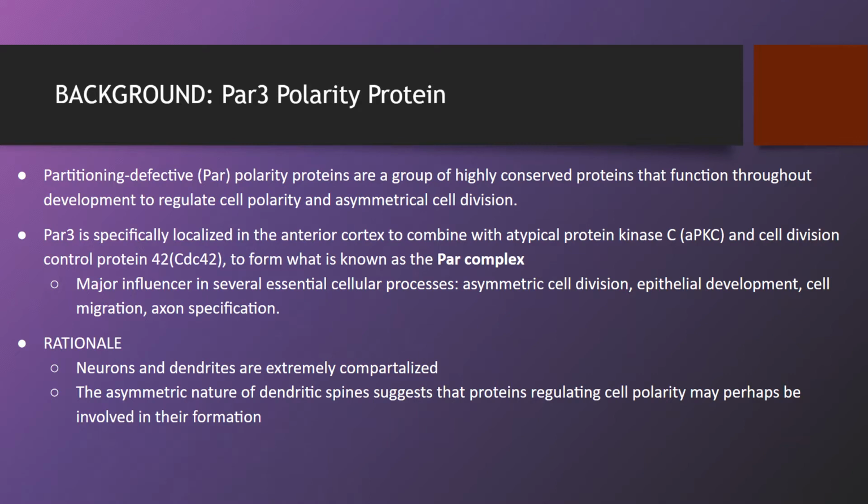Neurons are one of the most compartmentalized cells in the human body. Even more so are the spines of neuronal dendrites. The asymmetric nature of dendritic spines suggests that proteins regulating cell polarity may perhaps be involved in their formation. These considerations prompted me to examine the role of PAR3 in brain development by quantitatively assessing the length and spine density of the SR layer CA1 pyramidal neurons of the hippocampus of PAR3 conditional knockout mice.